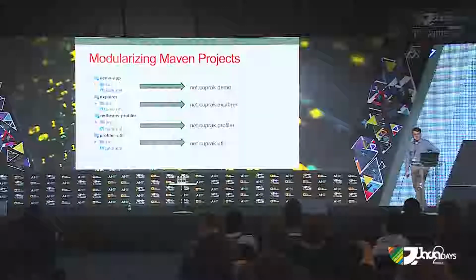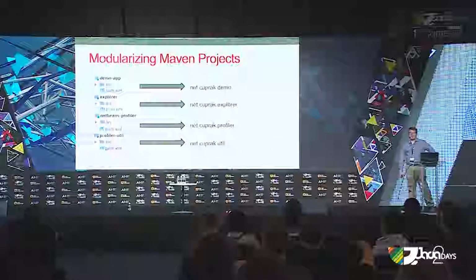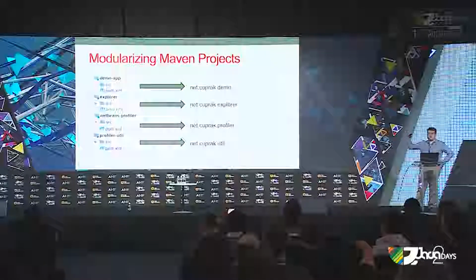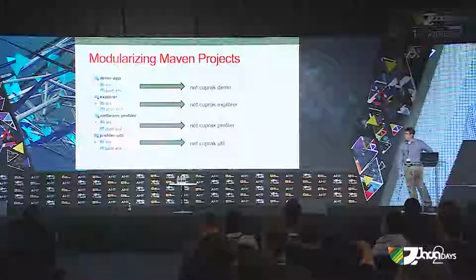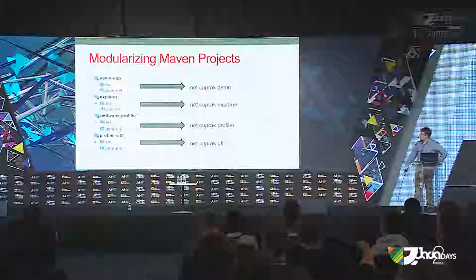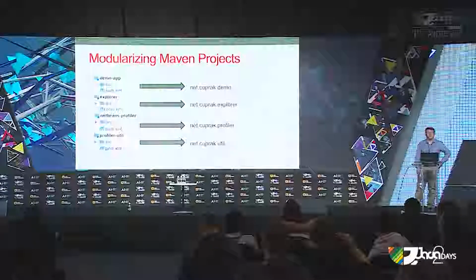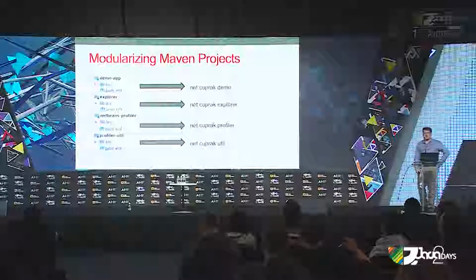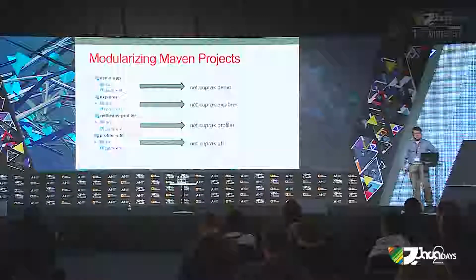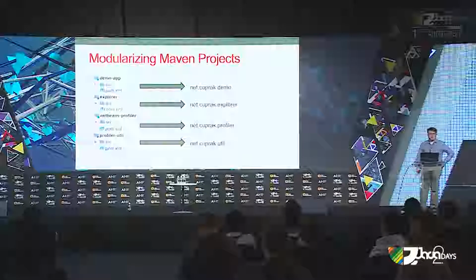So the simplest approach to modularizing an application, if you have a Maven setup for your application, is to make each one of your Maven modules a Java module itself. So for each one of those, I'm going to export net.cuprak.demo, explore, profiler, util, etc. Each one of those becomes a module, and those are the module names. That's the simplest approach, and the approach that will probably work for most of you.